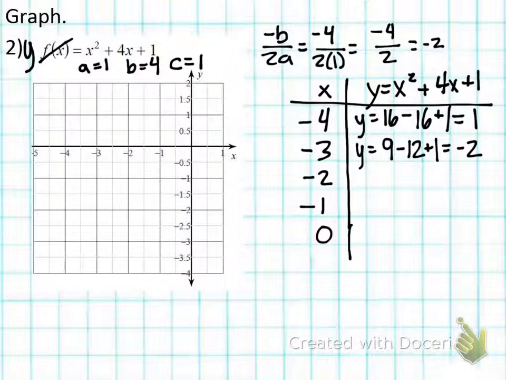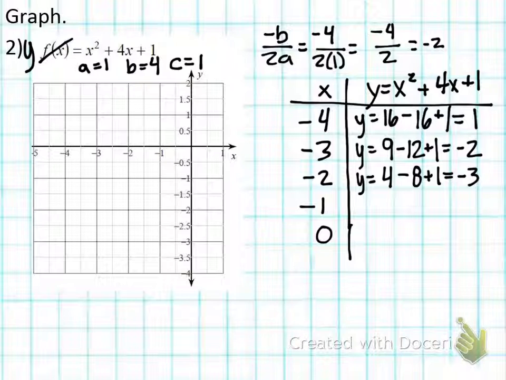Okay, now -2, plugging in -2 for x. I have y equals -2 squared is 4, plus 4 times -2, which is -8, and then plus 1. 4 minus 8 is -4, plus 1 is -3.